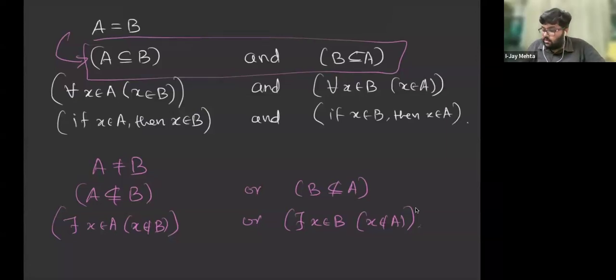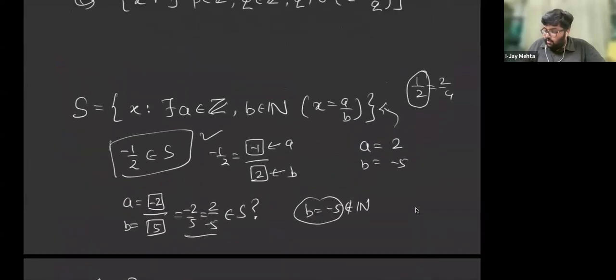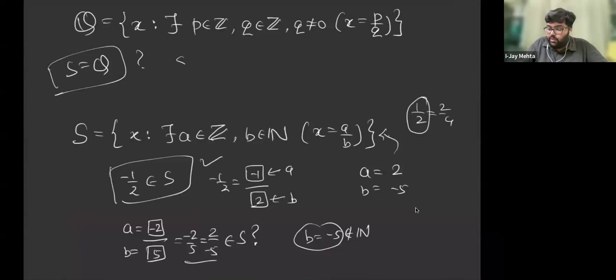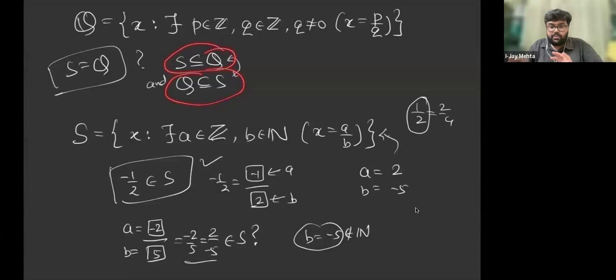Okay. Now the question is, do we see a relation? My question is whether S equals Q. When they are equal, we have to show S is a subset of Q, and Q is a subset of S. And if they are not equal, then one of them is not true. So what do you think? Do you have any relation like S subset of Q or Q subset of S? Do you see any relation?